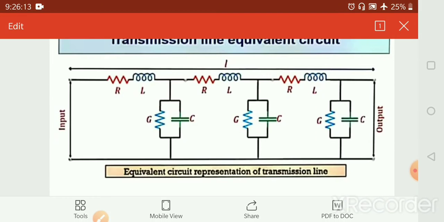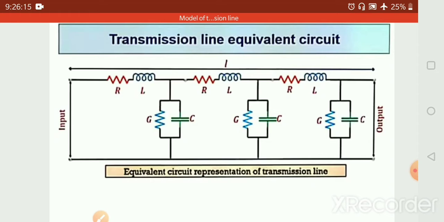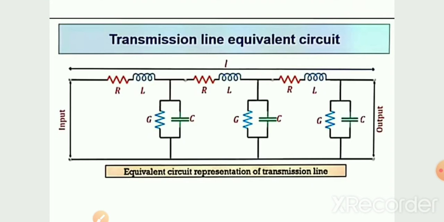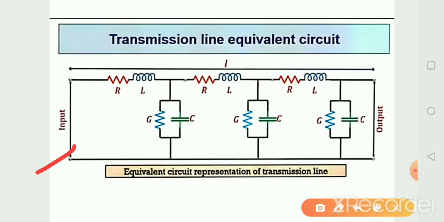Now, what is the equivalent circuit of the transmission line? Okay, so how can we draw a transmission line equivalent circuit? For that, let us consider the circuit. Here the conductors are parallel to each other, and here this is the input and this is the output. We can say this is the sending end and this is the receiving end.